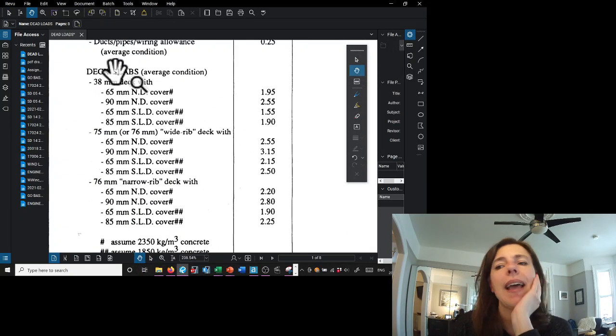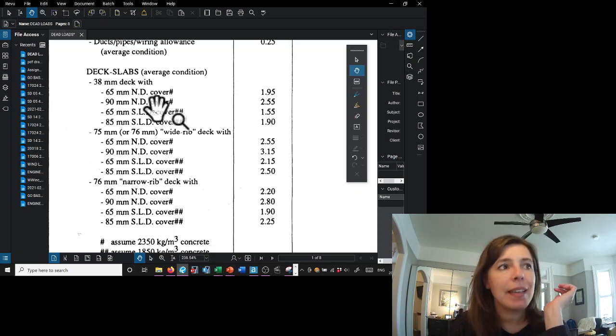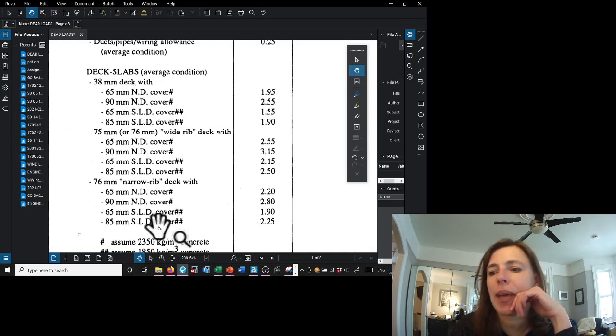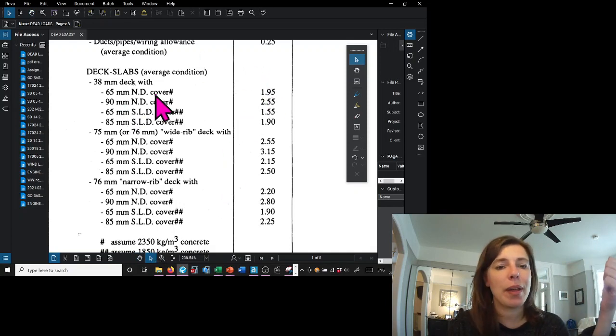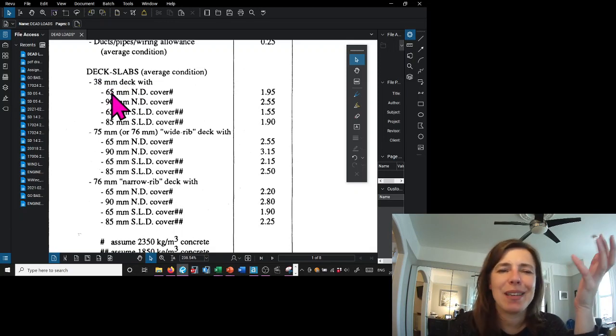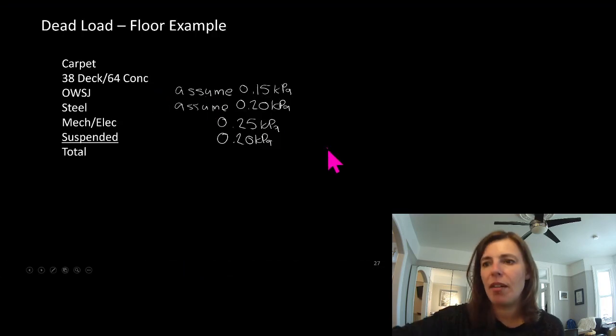Well, look at this. Deck slabs. 38 millimeter deck with 65 millimeters of normal density, ND, normal density, cover. Well, 1.95 kPa. It looks like they've already done it for us. So our carpet, 0.1 kPa, 38 metal deck with 60, we always say 64, but 65 millimeter normal density concrete, 1.95 kPa. Let's go back to our summation here.